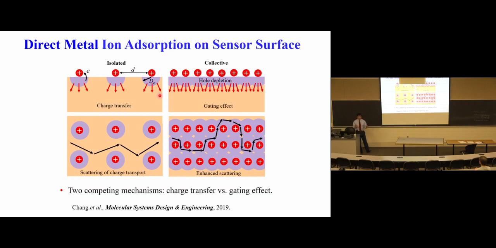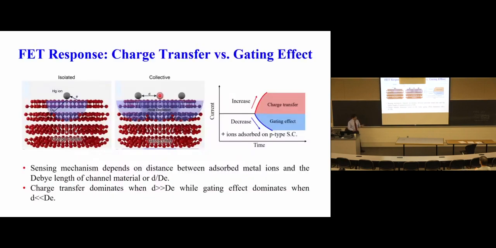In fact, with the p-type black phosphorus nanosheets, it will enhance conductivity because of the elevated hole concentration. On the other hand, when you have a densely packed mercury ion layer serving as an effective positive gate for a p-type semiconductor, it will lead to a reduced current, which is shown here on the right-hand side. So you will see different trends of current change with different sensing mechanisms. It turns out this depends on the concentration as well as the Debye length of the electronic material, black phosphorus in this case.